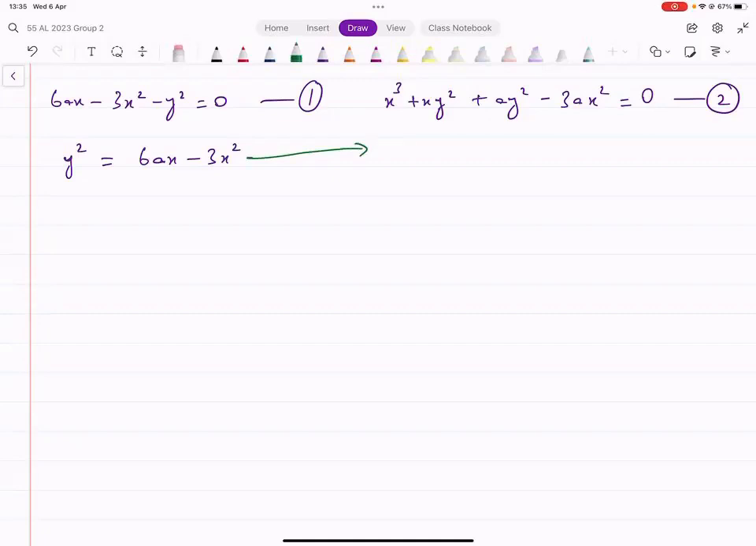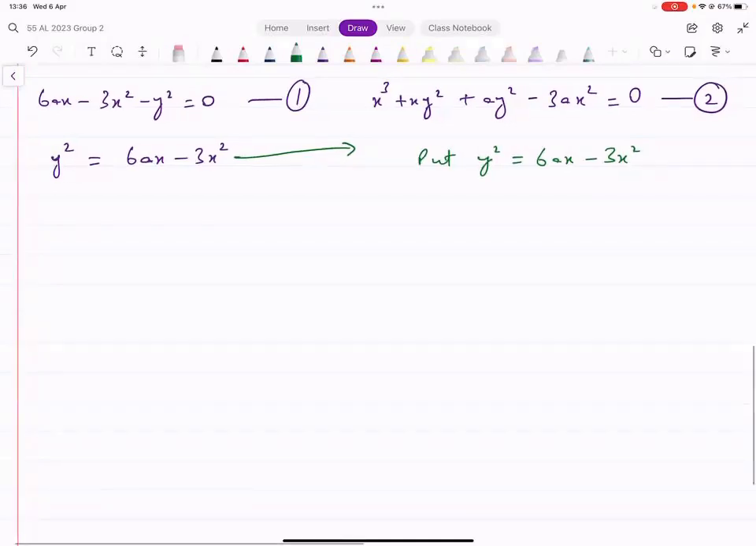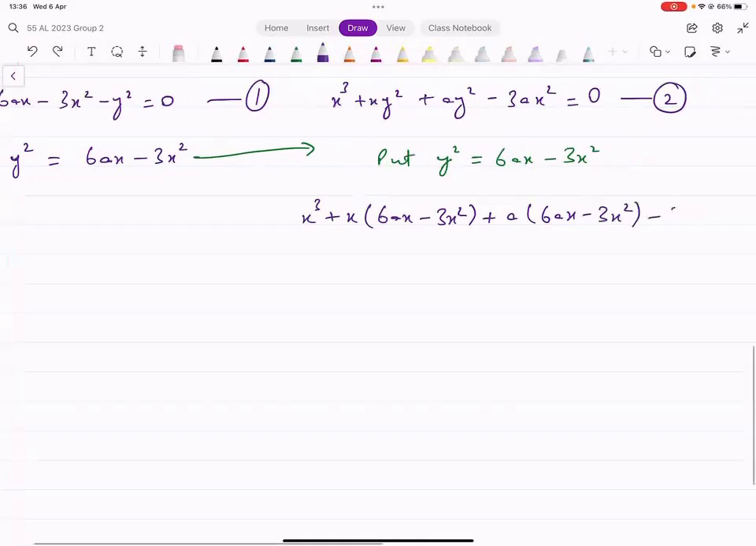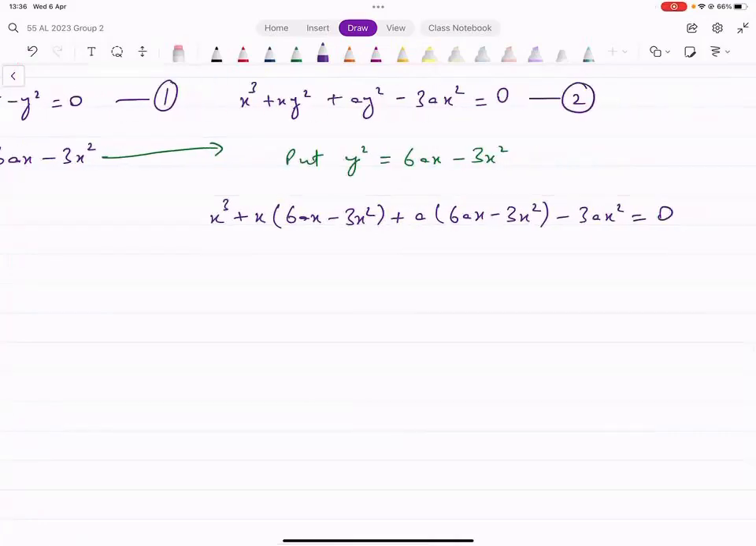You can say, let's input y square equals 6ax minus 3x square into this. Y square की जगह ये डालो. The purpose is to eliminate one of the variables. इससे y eliminate हो जाएगा. And now this gives us x cubed plus x into 6ax minus 3x square plus a into 6ax minus 3x square minus 3ax square equals 0. That's the equation that we get.